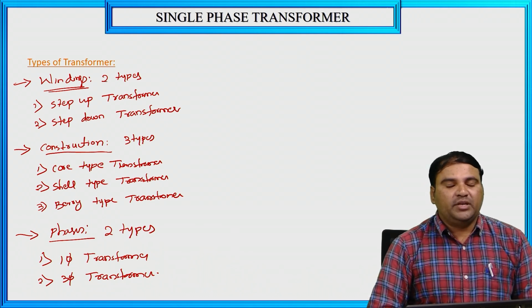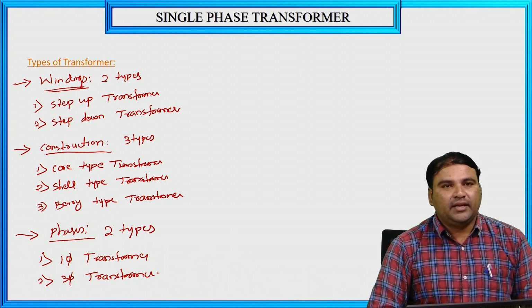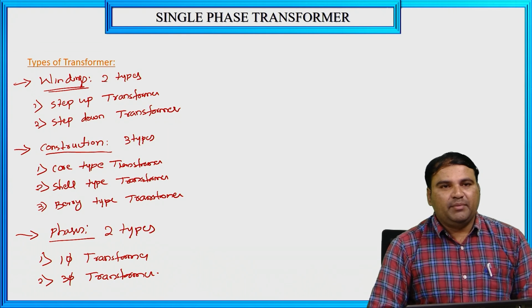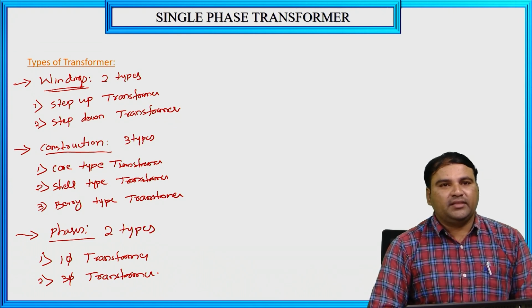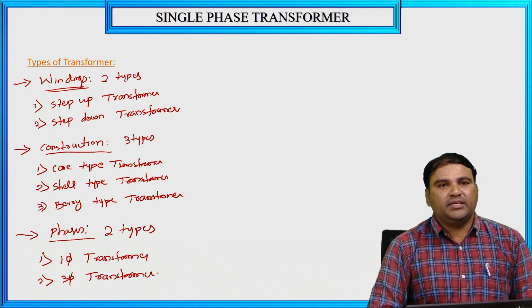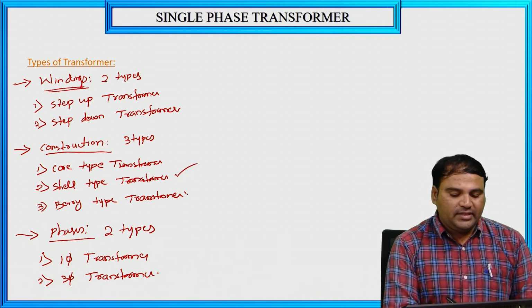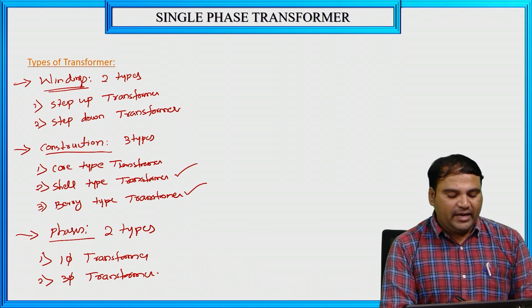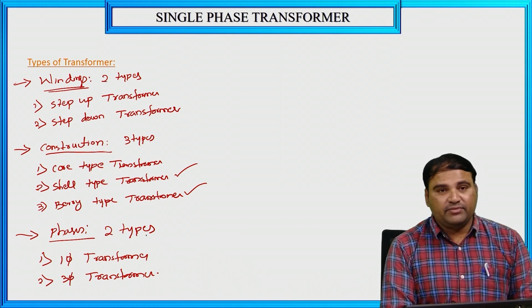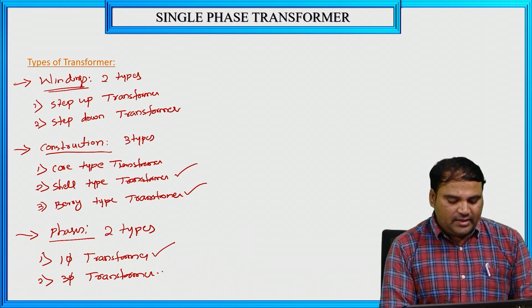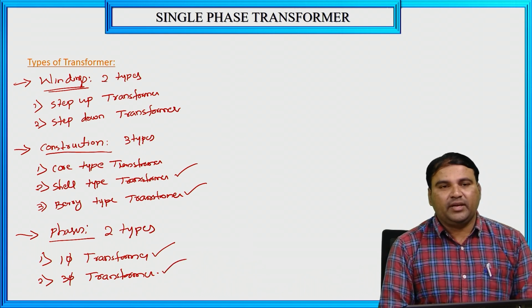Okay, so depends on the windings, the transformers are classified into two types. The first one is step up transformer and the second one is step down transformer. And depends on the construction, we are having three types of the transformers. The first one is core type transformer, the second one is shell type transformer, and the third one is berry type transformer. And depends on the phases, there are two types of the transformers. The first one is the single phase transformer, and the second one is three phase transformer. Okay, so these are the different types of the transformers.